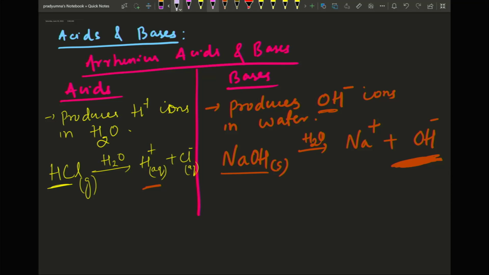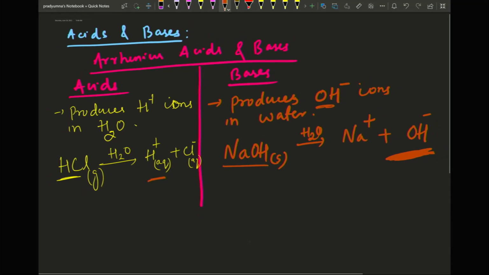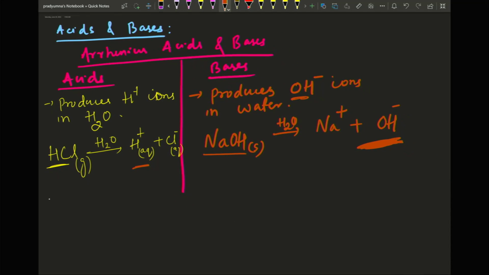Can you think of another example? Another example could be sulfuric acid, or nitric acid, HNO3. These all produce H plus ions when you put them in water.